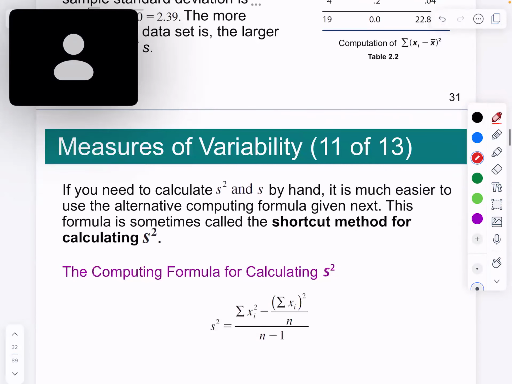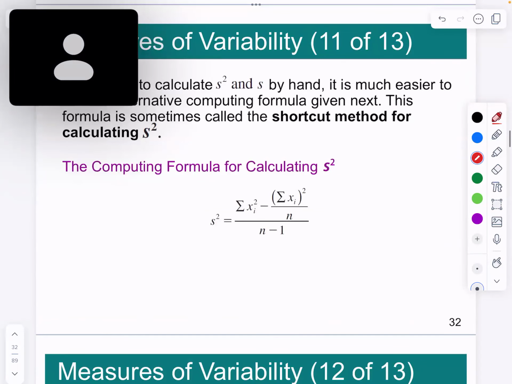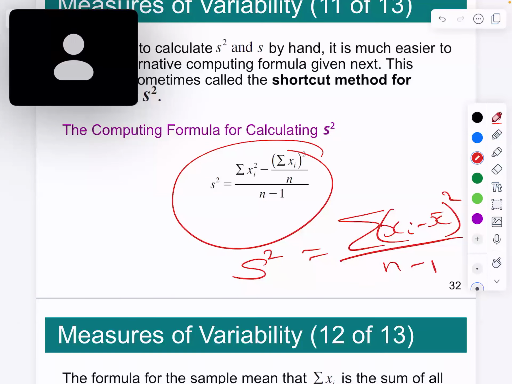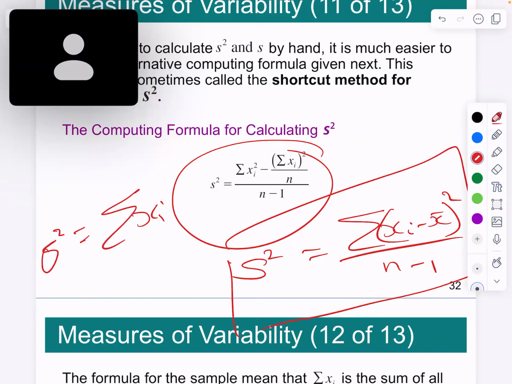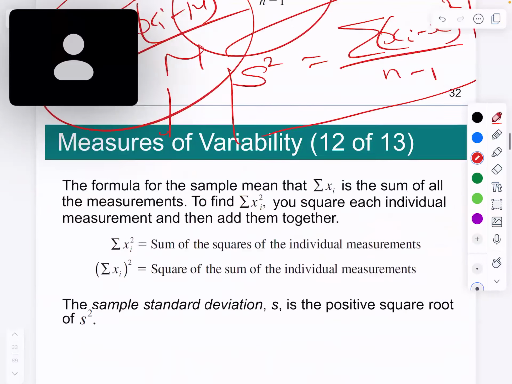Now, this is just another way to represent the formula, but I wouldn't want you to disturb yourself too much on that. Just know that variance is the sum of xi minus x bar squared divided by little n minus 1. That is for sample variance. But population variance is sigma squared equals the sum of xi minus mu squared divided by uppercase N. No minus 1 here. Take note of that. Okay.